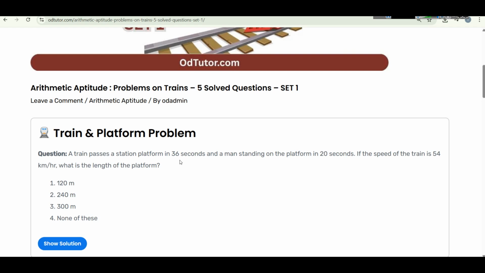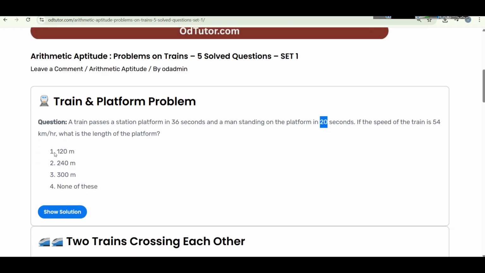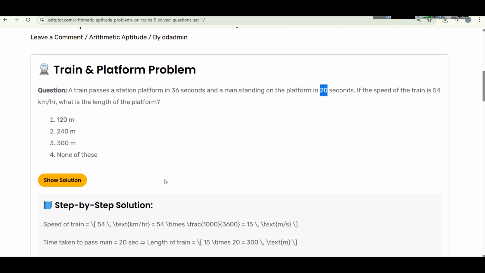So it is clear that the train is taking 36 seconds to cross that platform, and for a single person, which we can treat as a point, it is taking only 20 seconds. Here are 4 options: 120 meter, 240 meter, 300 meter, or none of these. So let's see the solution.